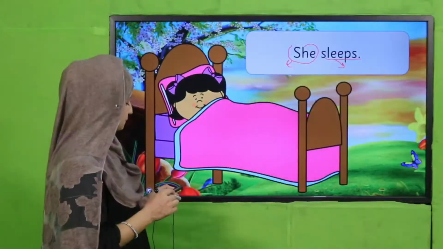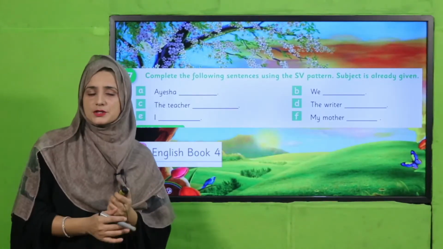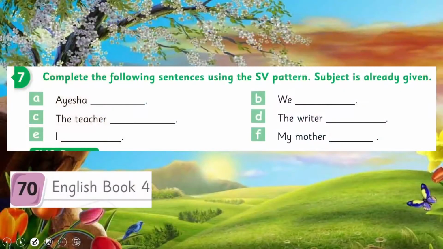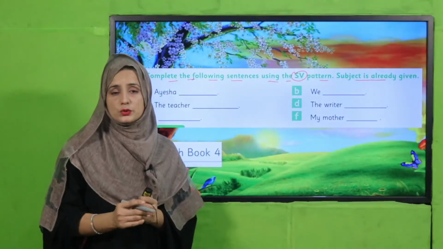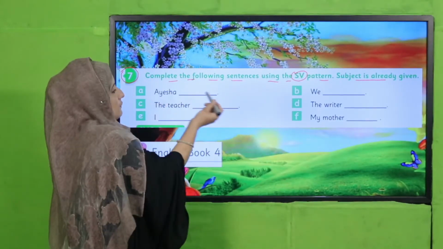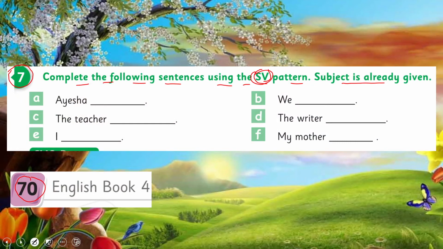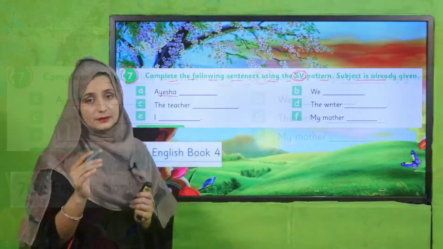This is an action. Yes, my dear students, open your English book 4, page number 70, and perform that question in your book. Complete the following sentences using the SV pattern. Subject is already given. We are following the SV pattern, so we have to write just the verb. Write the word that you think is appropriate in your book and then come back.